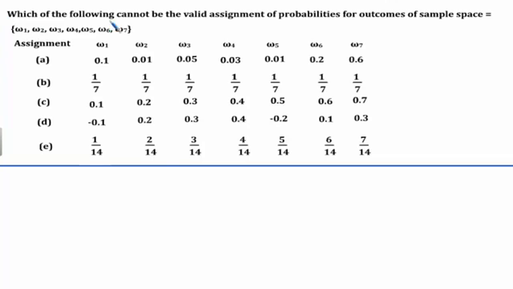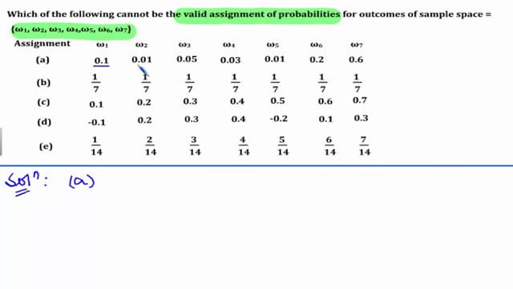This question says, which of the following cannot be the valid assignment of probabilities for the outcomes of the sample space omega 1 to omega 7? Let's begin with the solution. And first let us solve the first part.